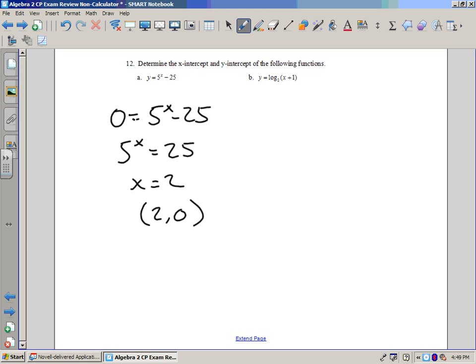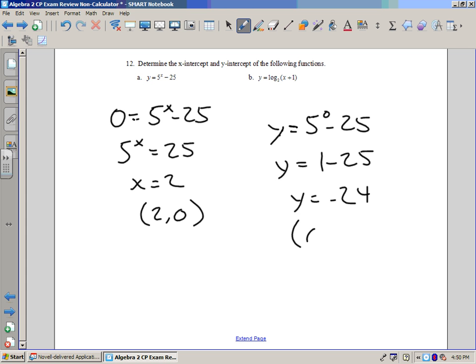To find the y-intercept, I'm going to set x equal to 0. Y is equal to 5 to the 0 minus 25. Well, what is y? 5 to the 0 is 1. 1 minus 25 is negative 24. So my y-intercept is 0, negative 24.